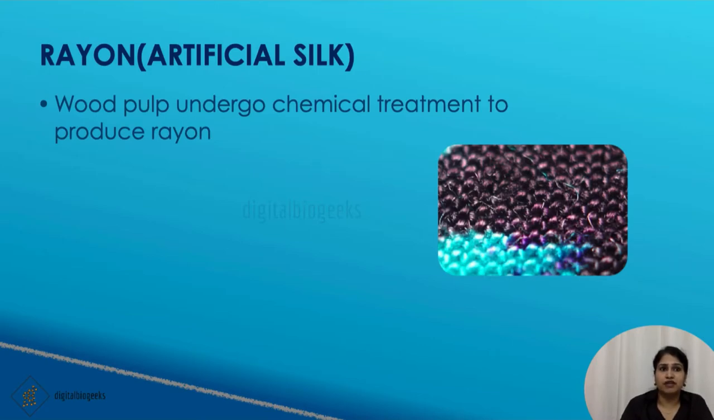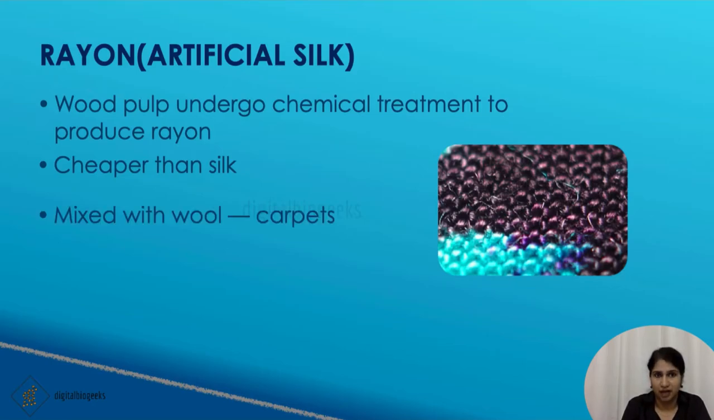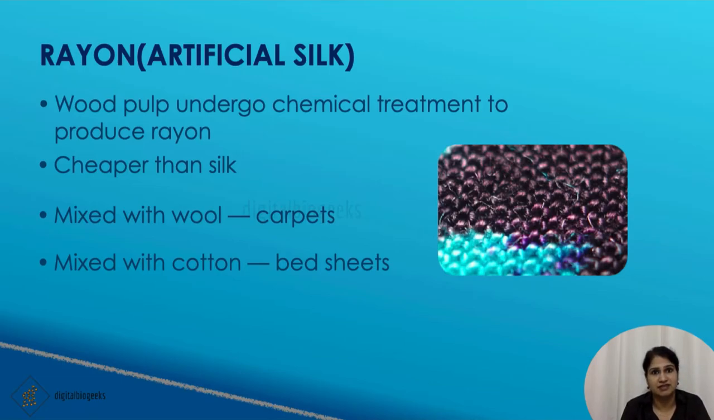It is made from wood pulp. Wood pieces are crushed to form wood pulp, and this wood pulp undergoes a lot of chemical treatments to form the rayon. It is cheaper than silk. All can afford rayon. When rayon is mixed with wool, we can make carpets. When rayon is mixed with cotton, we can make bed sheets.